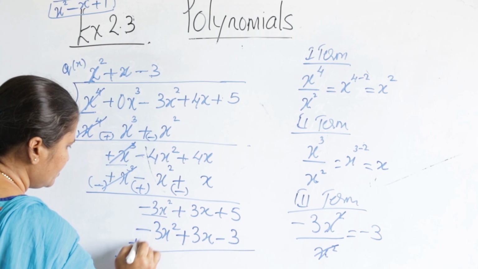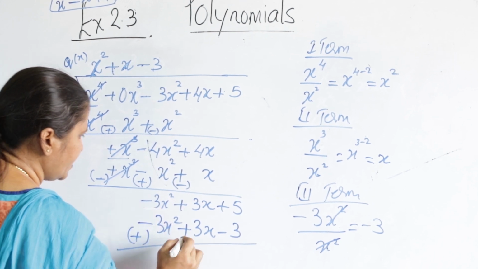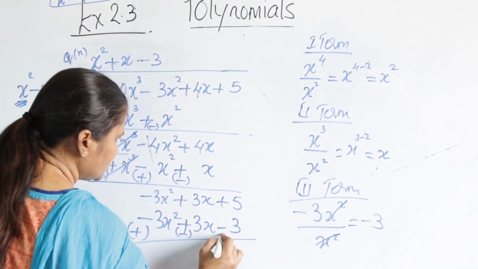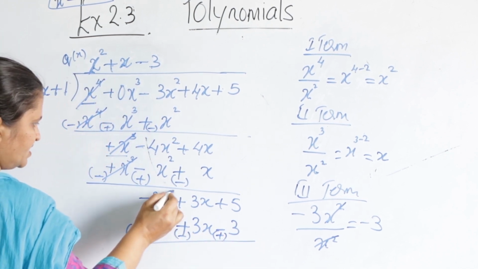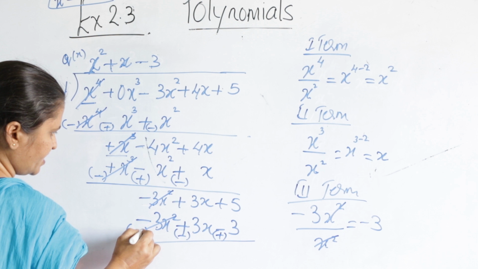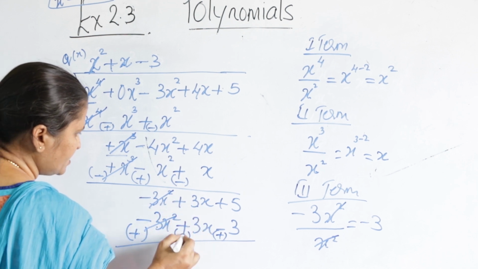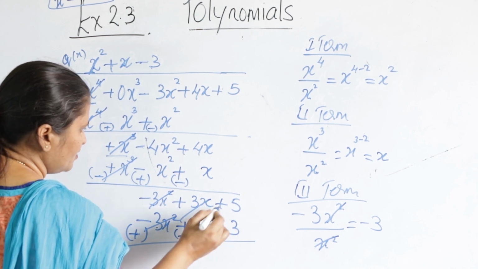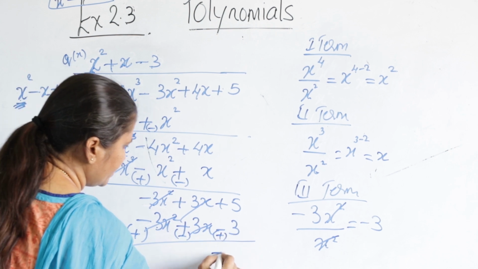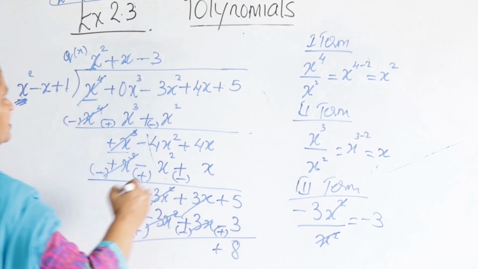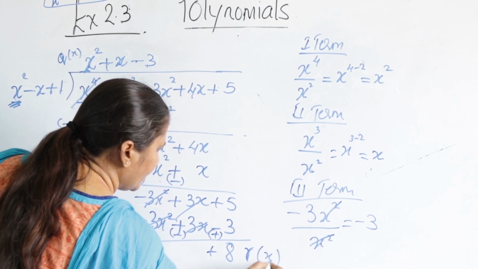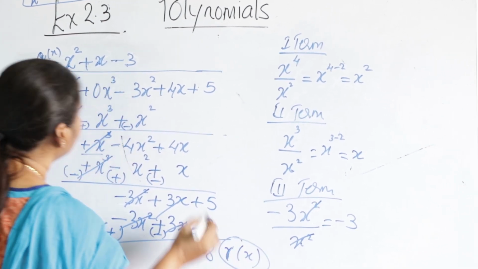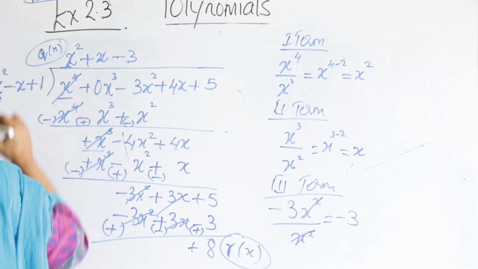What happens? The sign will change. This will be plus. So what happened here? Minus 3x square plus 3x square. Plus 3x minus 3x. Plus 5 plus 3 is plus 8. This is our r of x, and this is q of x.